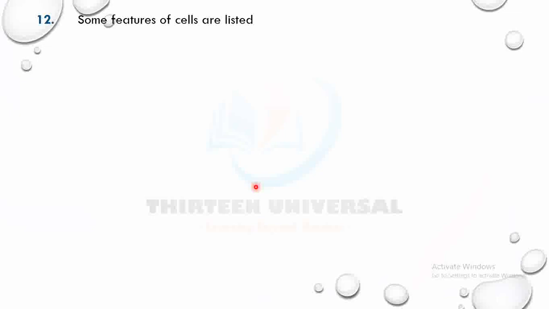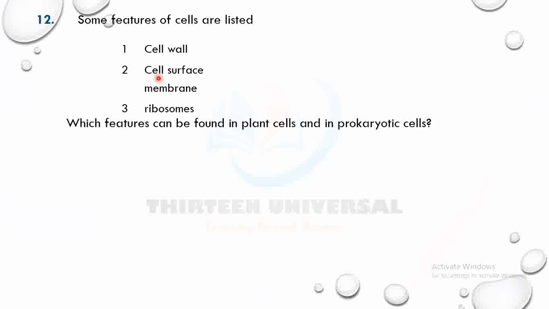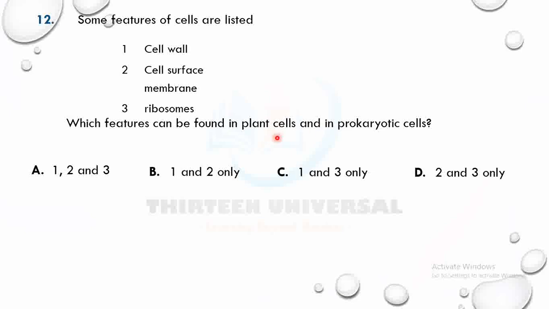Some features of cells are listed. You can see those features. This question keeps recurring. So which features can be found in plant cells? Okay, so you can see that's A, this is B. So I want to pause the video. Which features can be found in plant cells and in prokaryotic cells? I've always mentioned, cell wall can be found in both of them, but just in plant cell we have cellulose cell wall, in prokaryotic we have peptidoglycan. So one can be found, the cell surface membrane is found in all cells and ribosome is found in all cells. So the answer is A.